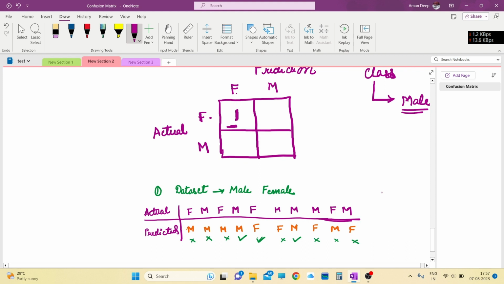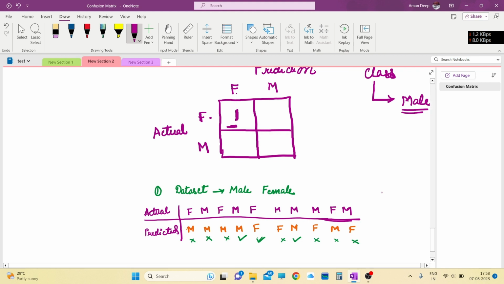Now how many, here see, how many actually they were female and they were predicted as male. Here we are learning how to make the classification matrix, how to enter the values in the classification matrix. For the simplicity, we have chosen a basic example and it is a balanced dataset, not an imbalanced dataset. Further, we will be understanding the concept better in the imbalanced dataset also.